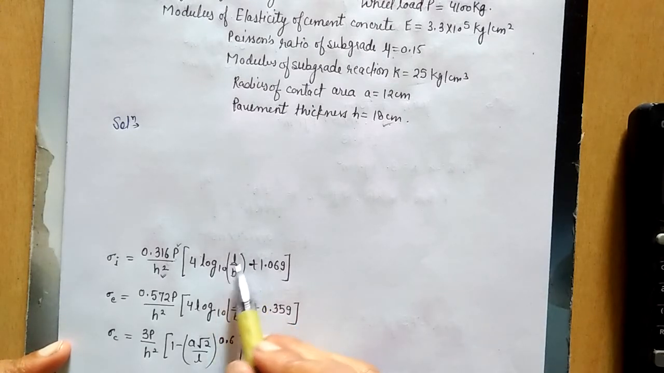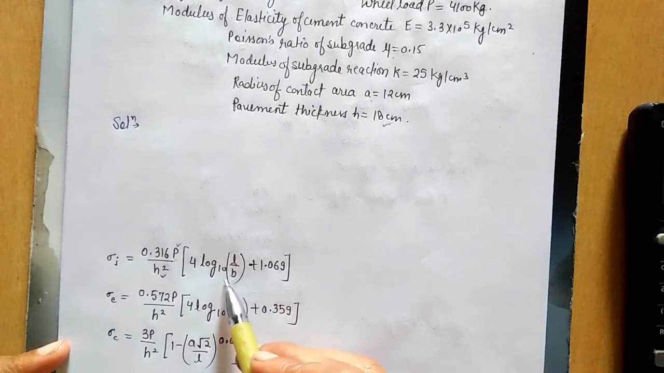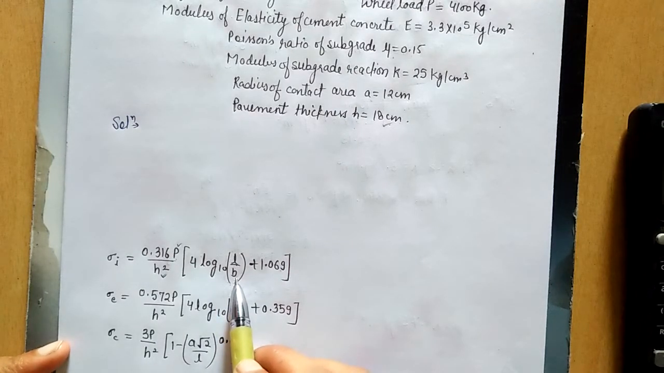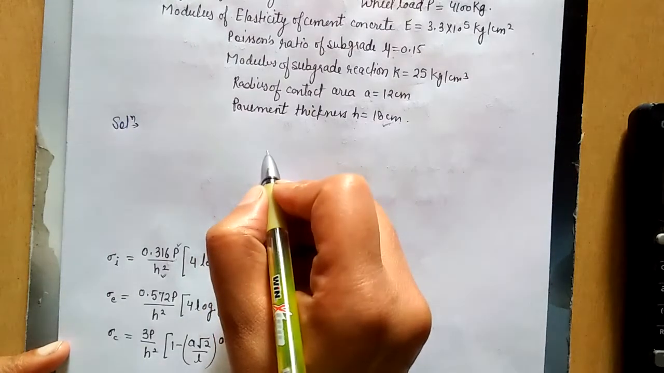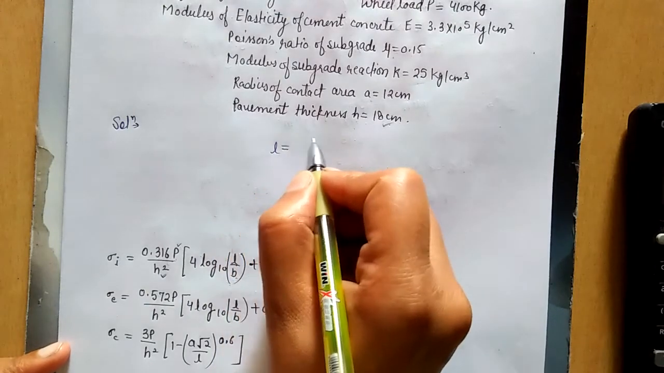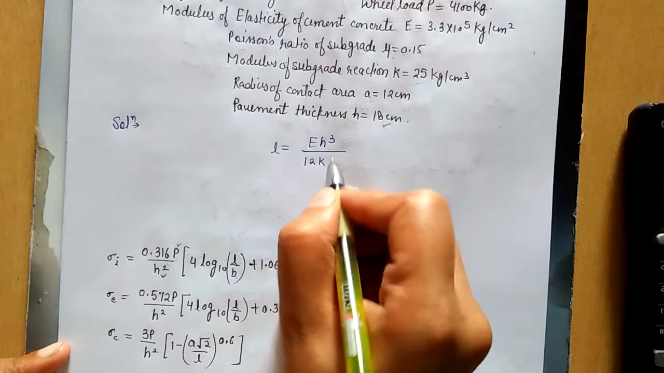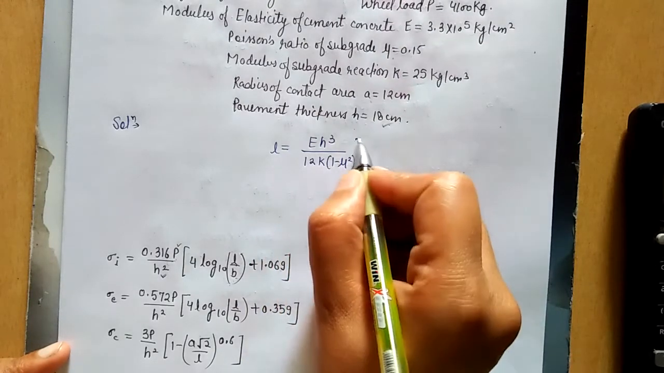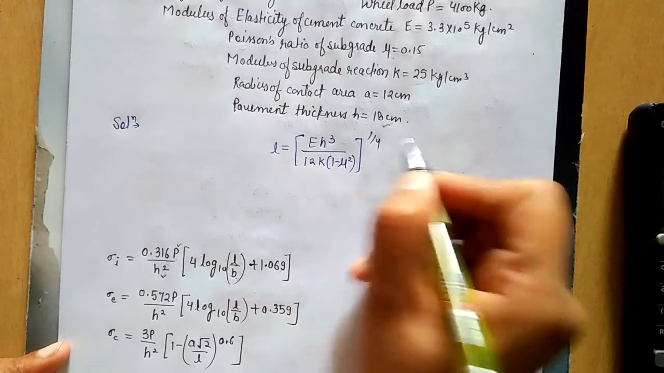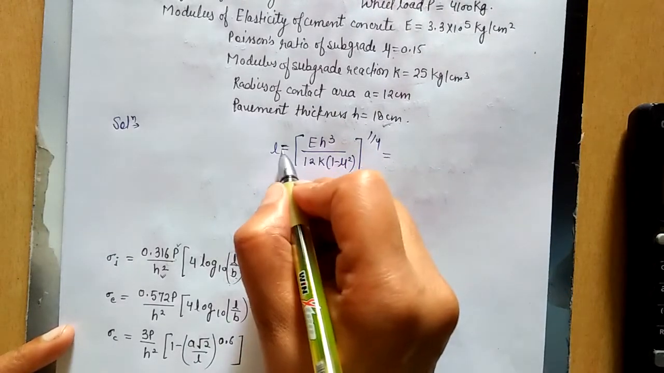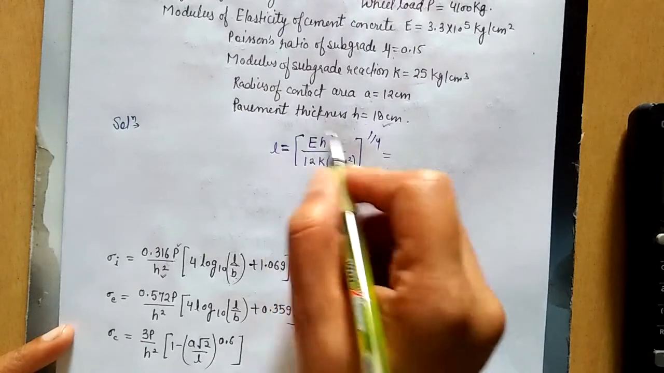The l is the radius of relative stiffness, and b is the radius of equivalent resisting section. So first we need to calculate the values of l and b. What is the formula of l? l is equal to (Eh cube upon 12K(1 minus mu square)) to the whole power 1 by 4. So we are putting the values of these.